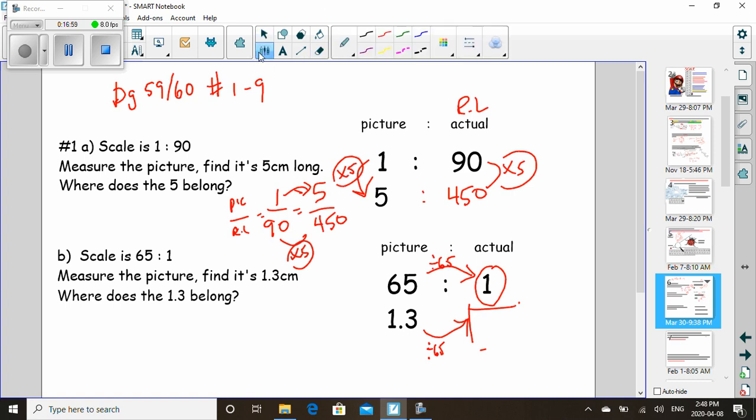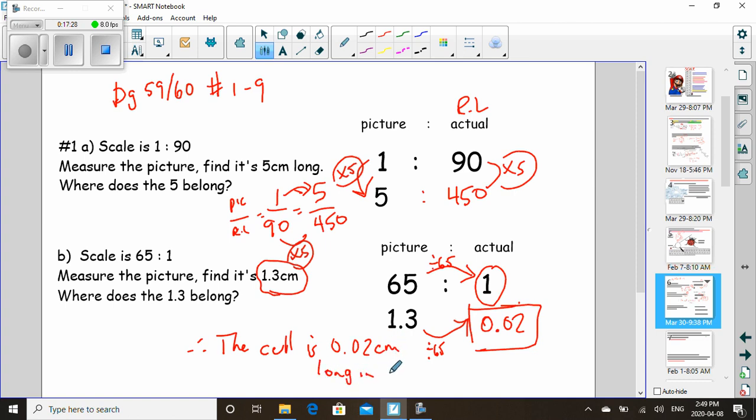1.3 divided by 65 is going to be 0.02. And what does that mean? Go back, find the unit of measure that was used, and you go, oh, it's in centimeters. Okay, therefore, I don't know what it is. The cell, perhaps? I don't know what it is. The cell is 0.02 centimeters long in real life. Okay?